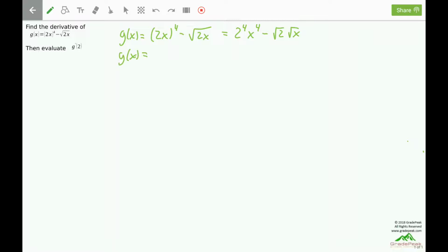In my next step, I'm going to raise 2 to the fourth. 2 times 2 is 4, times 2 is 8, times 1 more 2 is 16, to give us 16x to the fourth for the first term, and then minus the square root of 2, which is just a constant, times x to the first power, and then square root. X to the first power, square root, 1 over 2 for its exponent, so we can use the power rule for the fractional exponent. Let's now take the derivative.